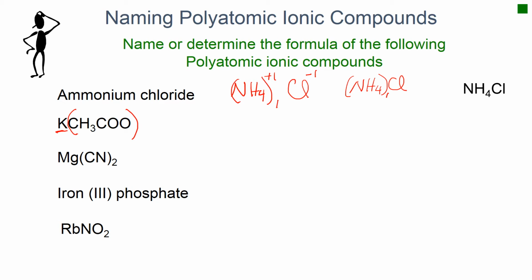I might have to look this one up, and you might see it in several different forms. This is called the acetate ion. Right. And it has a -1 charge. Potassium has a +1 charge. So we would name this as? Well, potassium will be the same, and then acetate is acetate.